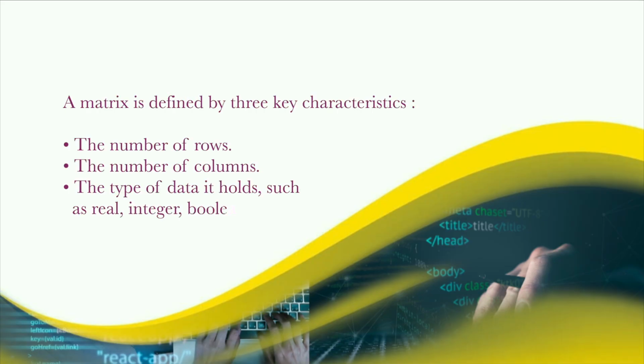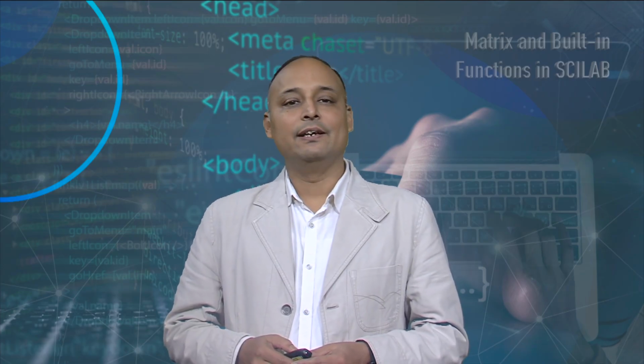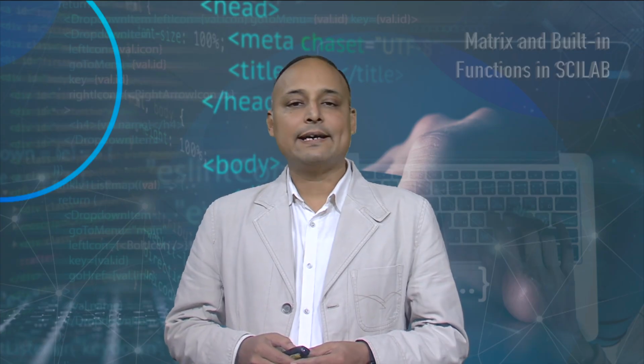Let's begin with the basics. In Scilab, a matrix is defined by three key characteristics: the number of rows, the number of columns, and the type of data it holds, such as real, integer, boolean, or string. It is important to note that vectors are simply matrices with either one row or one column. Additionally, Scilab does not differentiate scalar variables from matrices. A scalar is treated as a matrix with one row and one column.